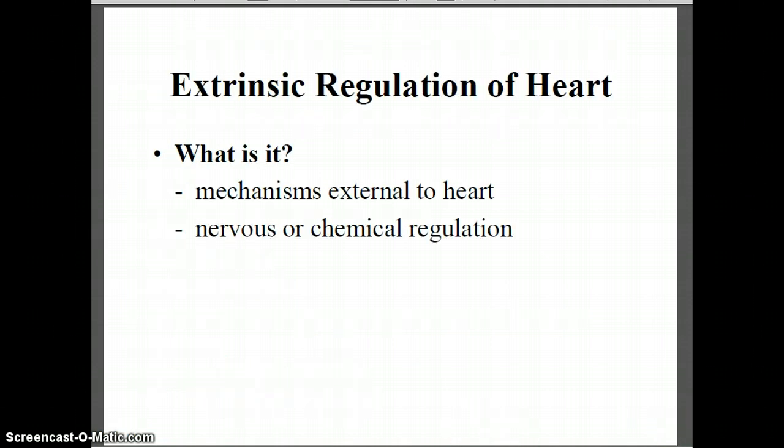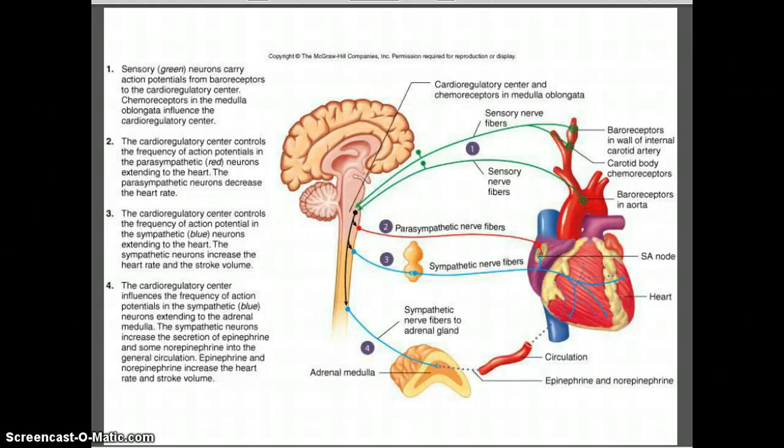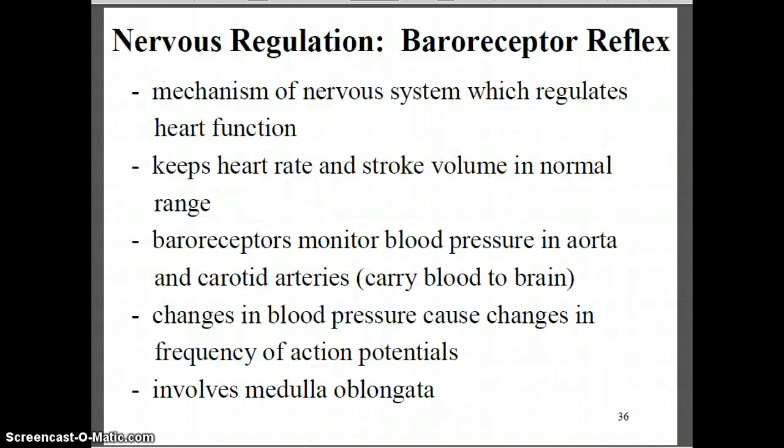There is extrinsic regulation of the heart. Those are mechanisms that regulate or affect the heartbeat. They can be nervous or chemical regulations. Let's take a brief look at that. Nervous regulation occurs via sympathetic and parasympathetic stimulation, and also by hormones from the adrenal medulla, epinephrine and norepinephrine. As you can suppose, these are negative feedback systems. Let's go on because there's a little more explanation here.